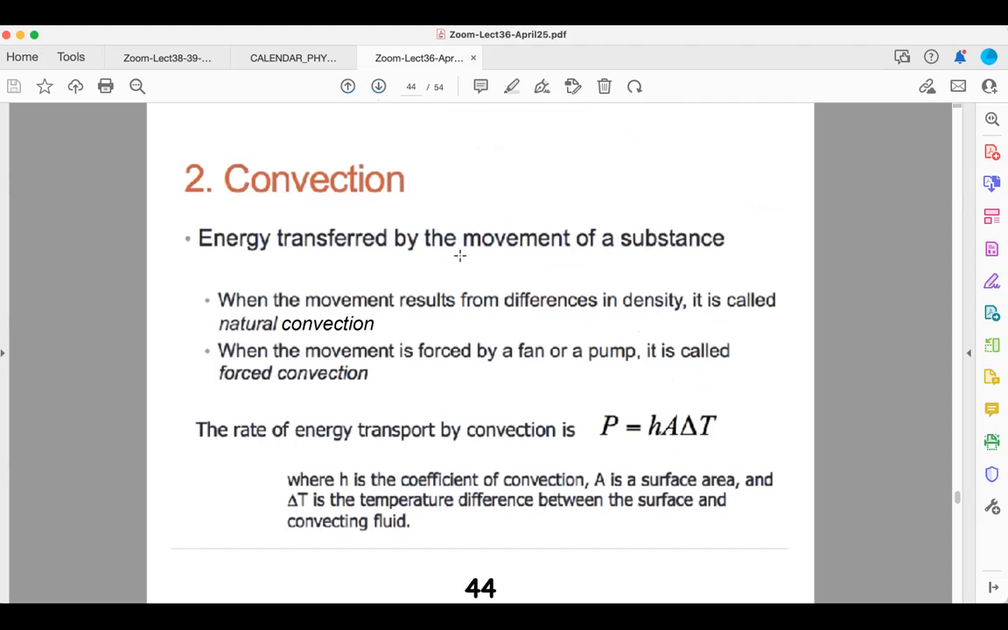So the energy is transferred by the movement of the substance. And when the movement results from difference in density, then it's called natural convection. And when the movement instead is forced by a fan or a pump, then it's called forced convection. And this is the rate of transport by convection: P is h A delta T, where h is the coefficient of convection, A is the surface area, and delta T is the difference between the surface and the convecting fluid.